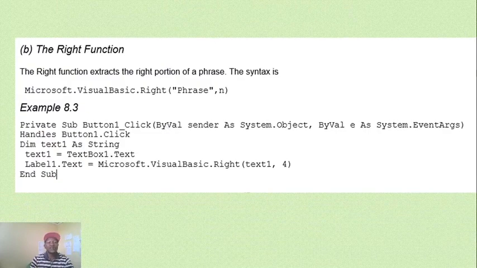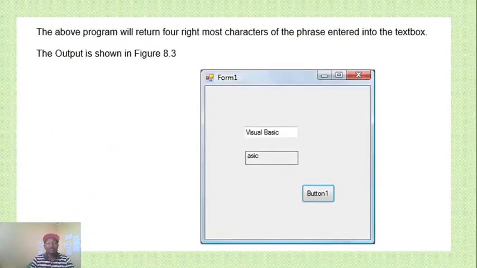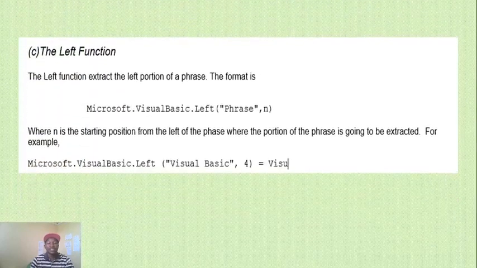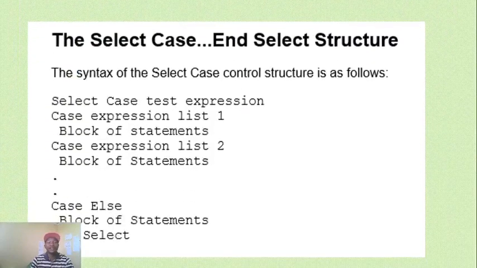You can also have the Right function. The Right function extracts the right portion of a phrase. For example, Microsoft.VisualBasic.Right with the phrase in quotes, and let's see what happens. For that case, the output will be sec. It will return those parts, sec, as shown here. That is for the Right function. You also have the Left function. It does the same, only that it gives the characters on your left.